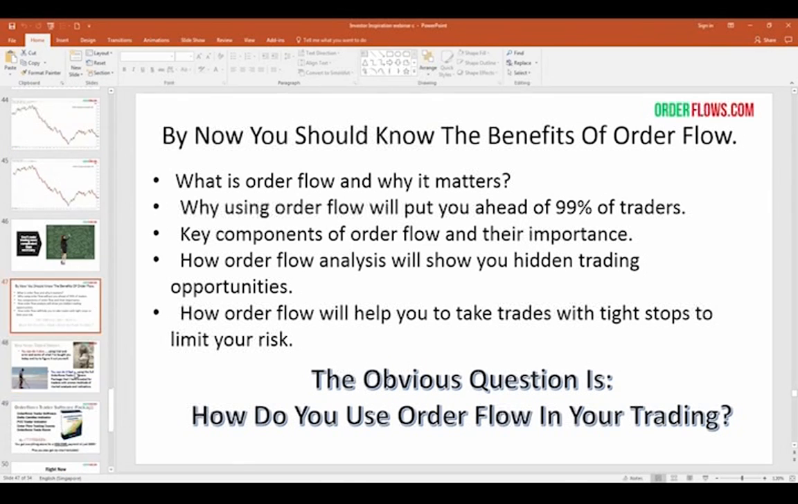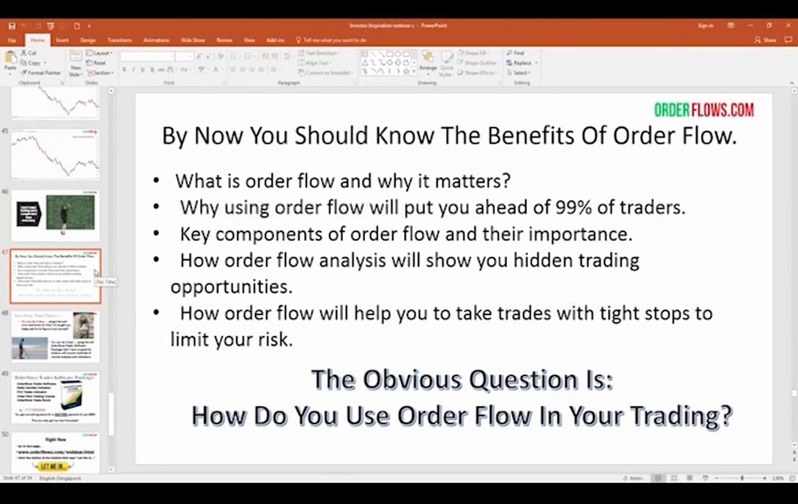So by now, you should know the benefits of order flow. What is order flow? Why it matters? Why order flow will put you ahead of 99% of the traders out there. Key components of order flow and its importance. How order flow analysis will show you hidden trading opportunities, and how order flow will help you take trades with tight stops to limit your risk. So the obvious question is, how do you use order flow in your trading?